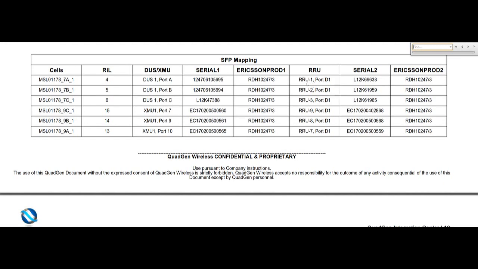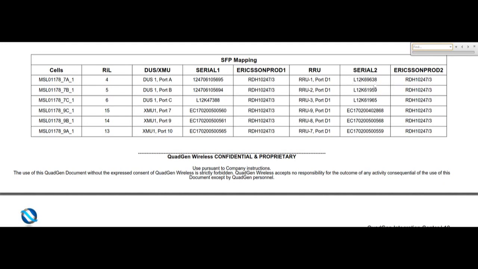But in this particular instance, what this is telling us is RU1 is reading from data port 1. It's got a 47.3 SFP card, and this is the serial number of the SFP card. Remember, we're dealing with SFP mapping here, so all this information is going to pertain to SFP cards. This isn't the serial number of your radio.